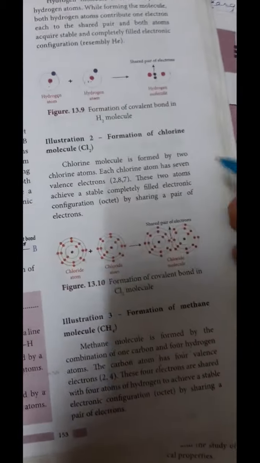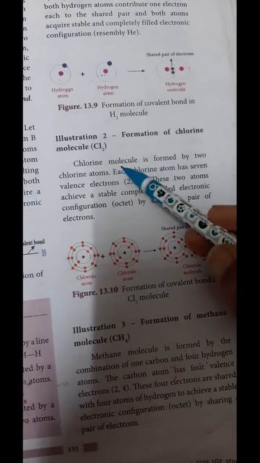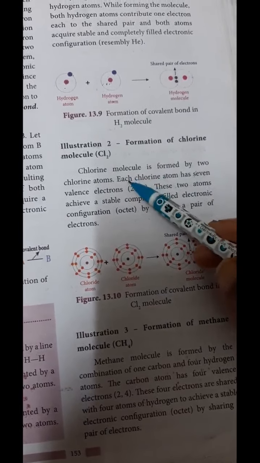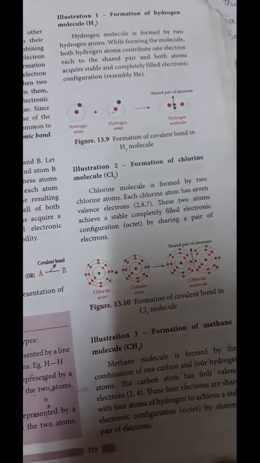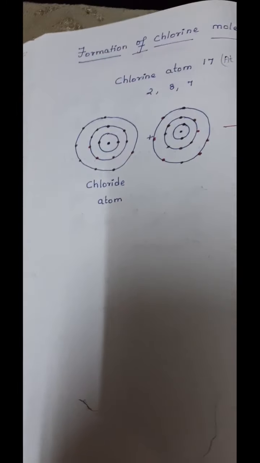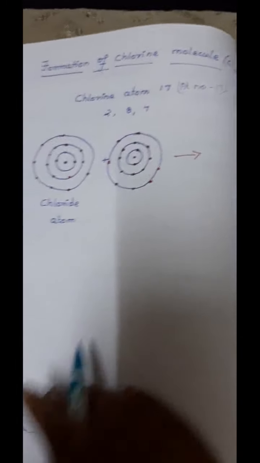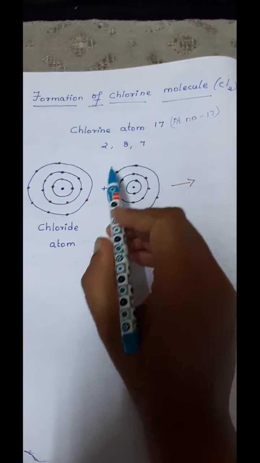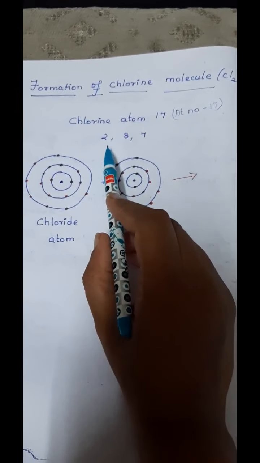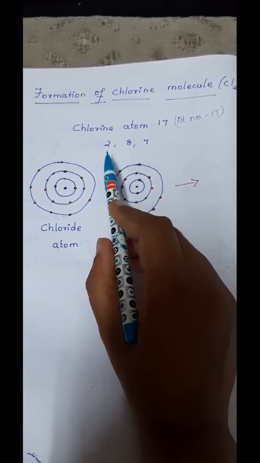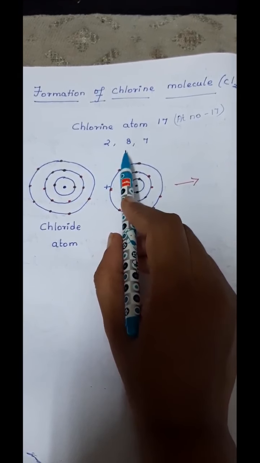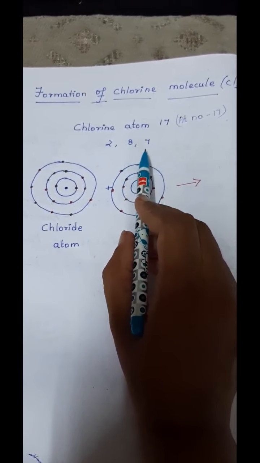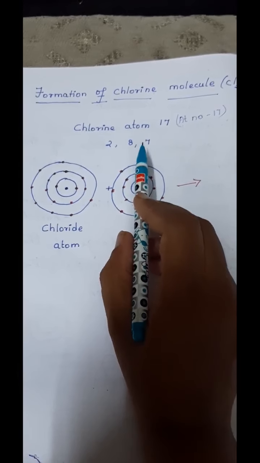Now look at the formation of chlorine molecule. Chlorine molecule is formed by 2 chlorine atoms. See, formation of chlorine molecule. Chlorine is having the atomic number 17. How will you distribute? 2, 8, 7. Yes or no, children? So 2, 8, 7.